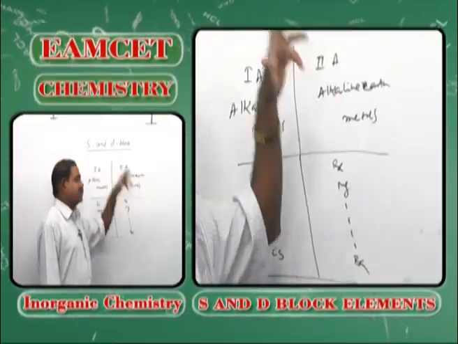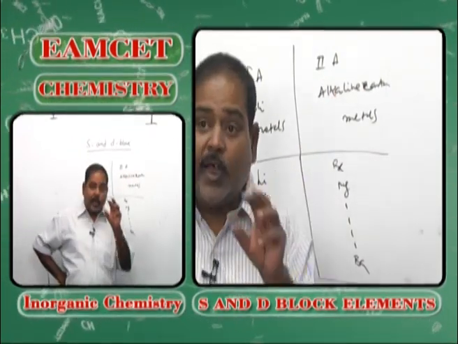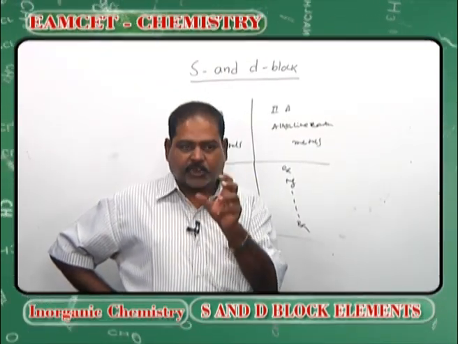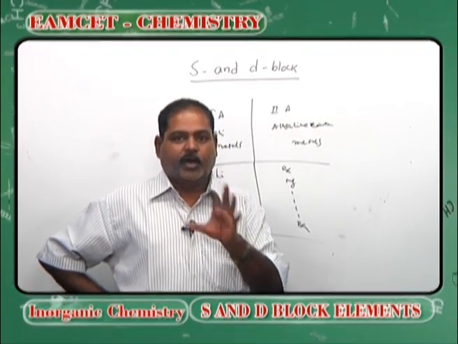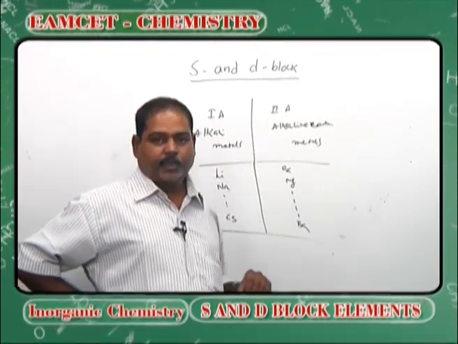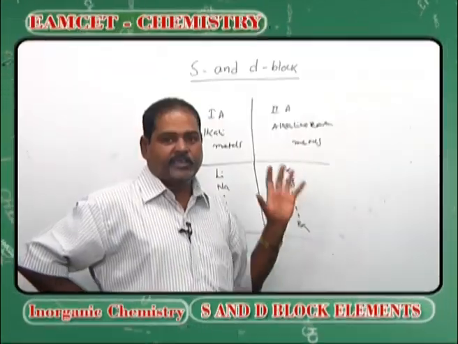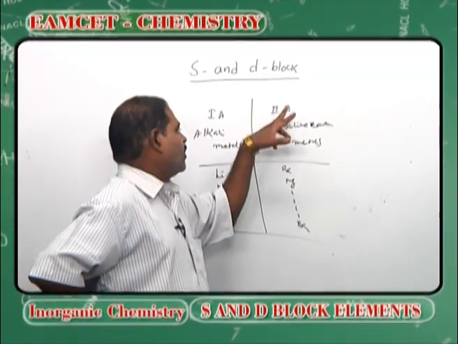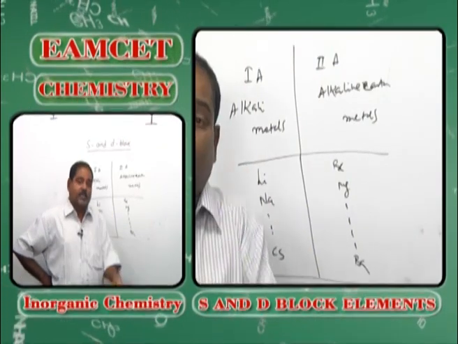Alkaline earth metals means compounds of these elements are found most in Earth's crust. Earth's crust means the sandy stones, sand, the lithosphere, where you find sand, stones, mountains, etc. So, the compounds of alkaline earth metals are found most in Earth's crust.